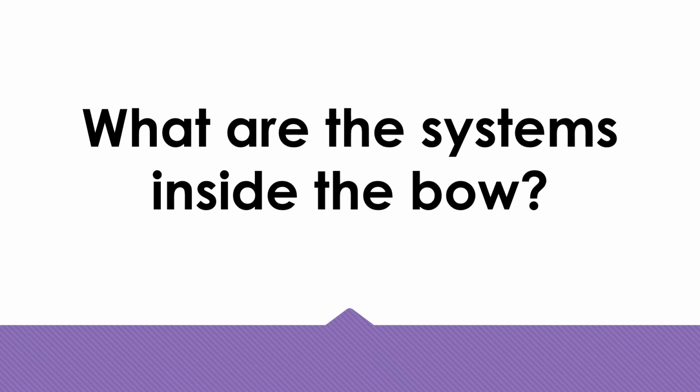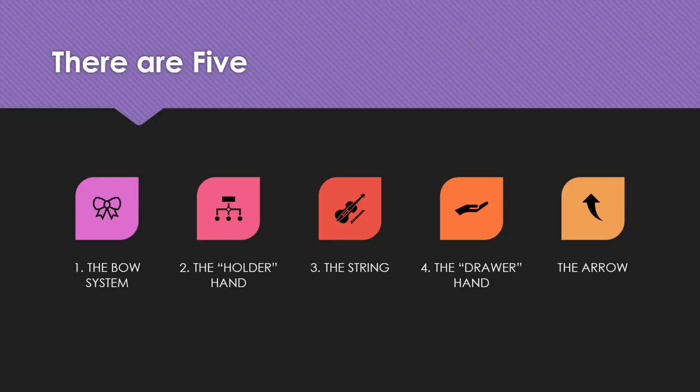Continuing now. We have to dissect what the systems are inside the bow, that way we can figure out which one is actually going to give us our answer of what causes the arrow to fly. There are 5 systems in the entire process. There's the bow system, which is pretty much the wooden part. There's the holder hand, which is the hand that holds the bow. There's the string system, which is the bowstring. There's the drawer hand, which is the hand that's knocking the arrow. And then there's the arrow system.